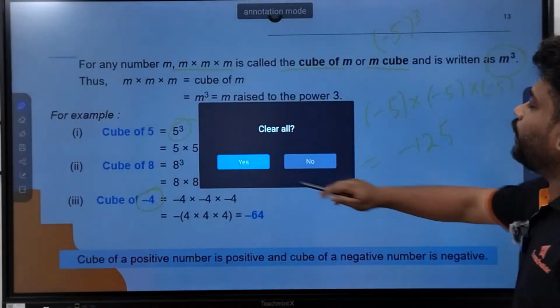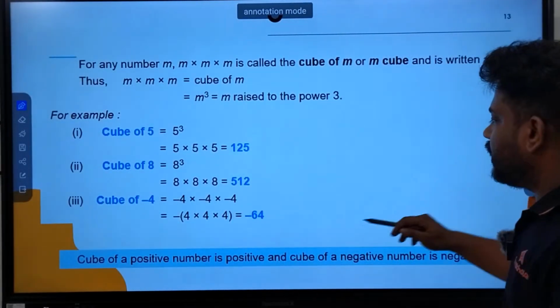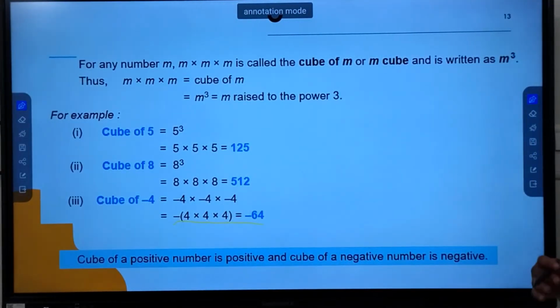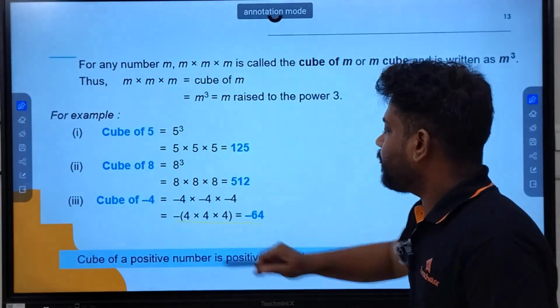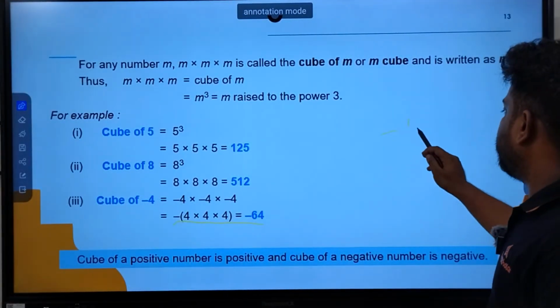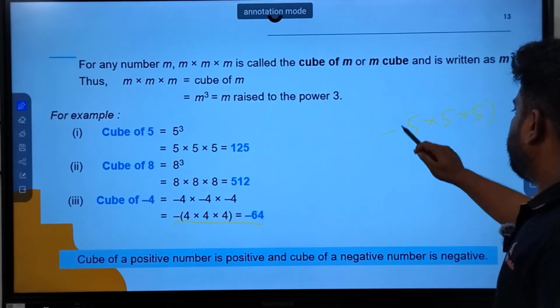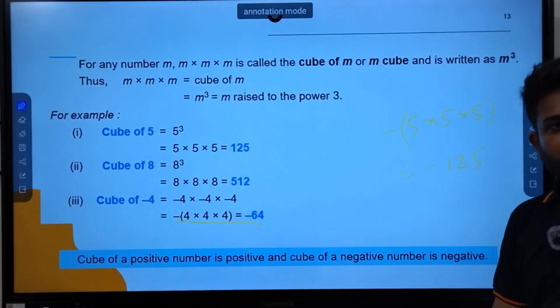But if you want to do it in a single line, you can take minus as common, applying the distributive property, and you can write minus 5 into 5 into 5. So the answer will be minus 125. Right, done.